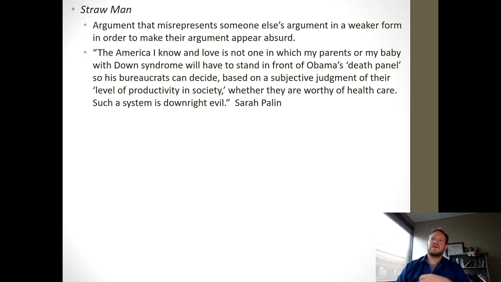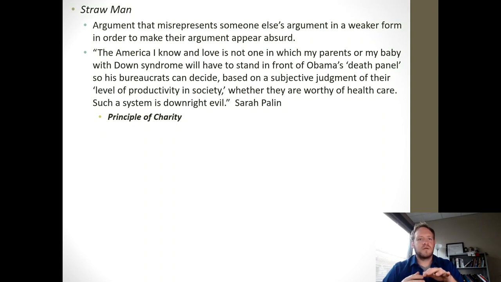And straw men are often used as creating scare tactics, but they have to misrepresent the argument in order to use that scare tactic. And this goes to something that we should keep in mind when we're evaluating arguments, the principle of charity. It's really important to try and figure out what is the best and most justified formulation of an argument. When we're restructuring someone's argument, we want to make sure that we're not taking the weakest form of the argument, because then we're not really testing whether the conclusion is true.